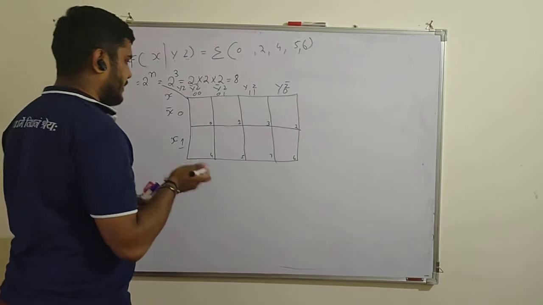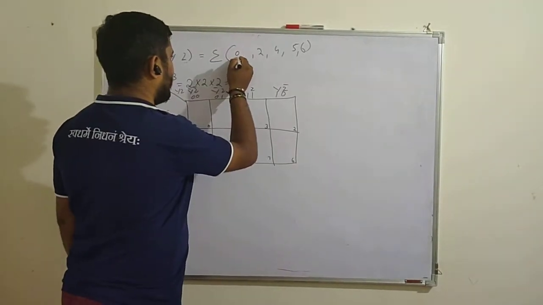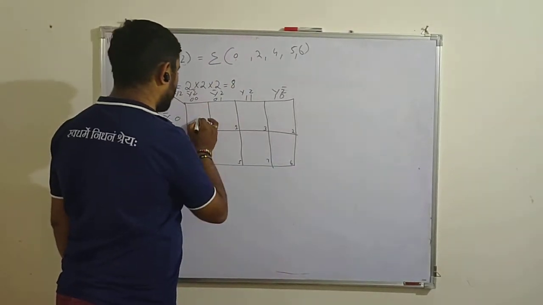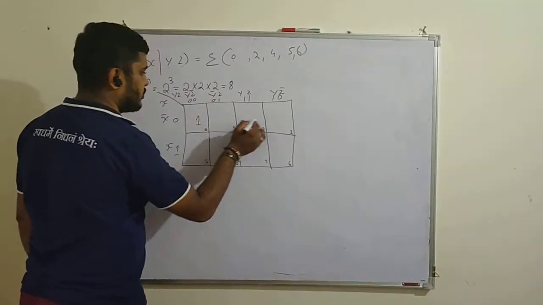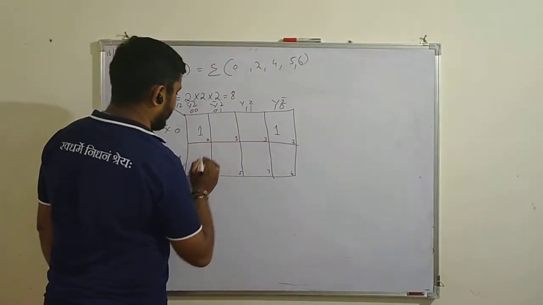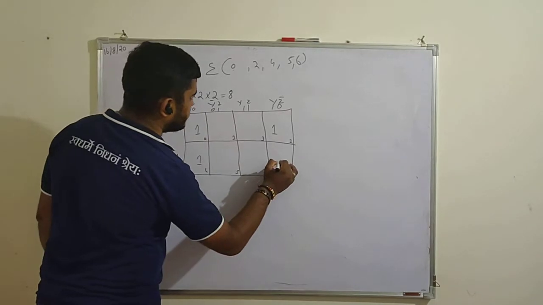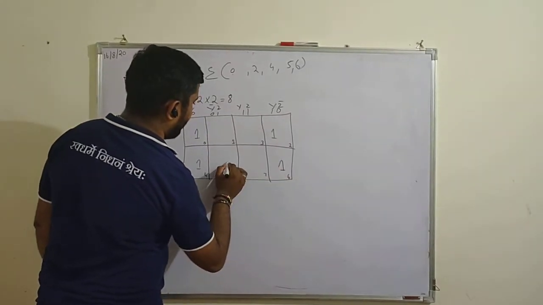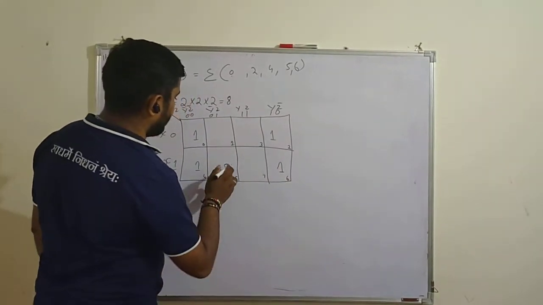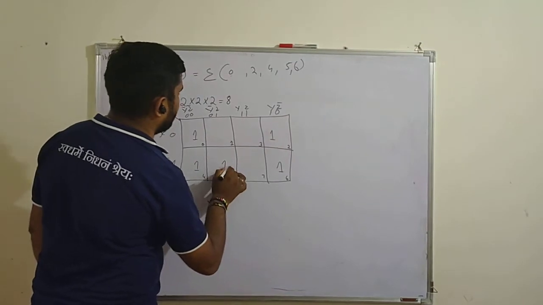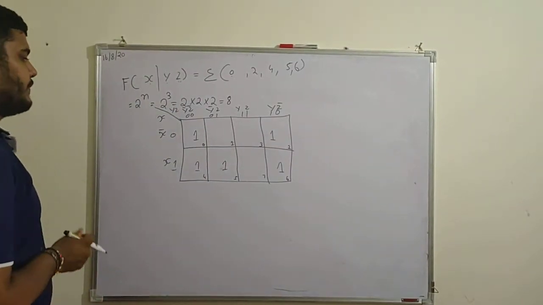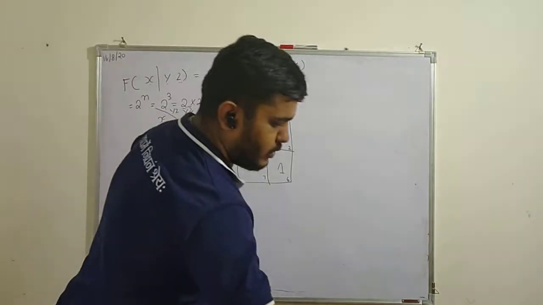Next step, wherever the number is 0, you should put 1. Here 2, you should put 1. Here 4, 1, and 6 also you should have 1, and 5. 5 means you should put 1. So 0, 2, 4, 5 and 6 are marked.